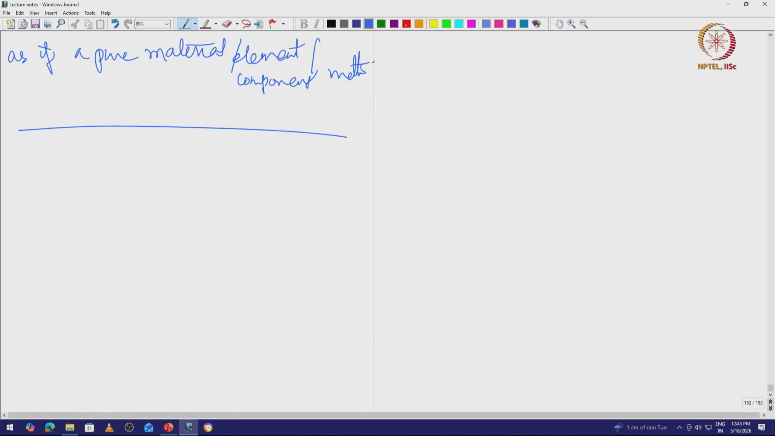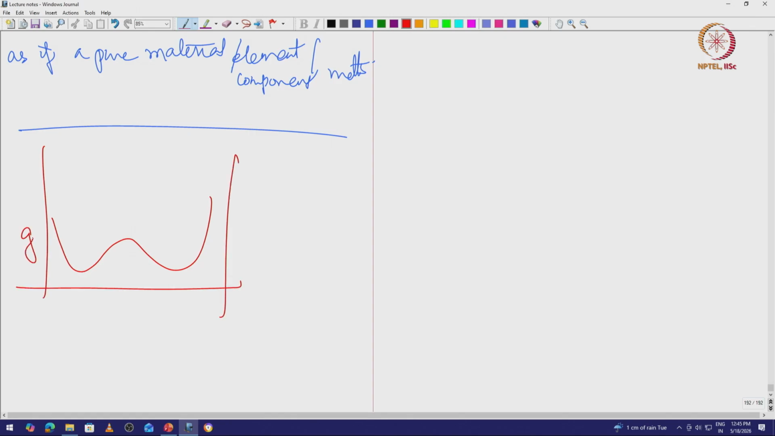So, I have this splitting up. So, this is my delta G mix, G mix in general versus x2. Now, if I start with this composition, this composition will spontaneously split into this composition and this composition. So, I start with an alpha phase of this composition, it spontaneously splits into alpha 1 plus alpha 2. Now, how does this spontaneous splitting happen?